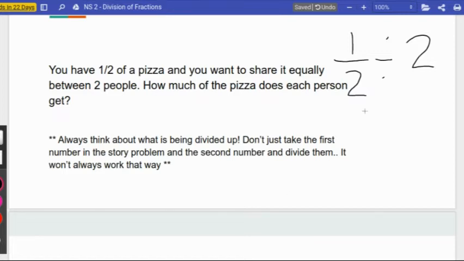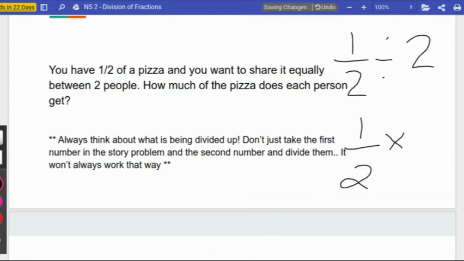One thing that's kind of tricky that kids want to do sometimes is they want to flip this first fraction right here. We can never, never, never change what we start with. We only have half of a pizza. We can't flip it and say that we have 2 pizzas. So that first number is never, ever going to change. It always needs to stay the same. Then we're going to switch this to multiplication.